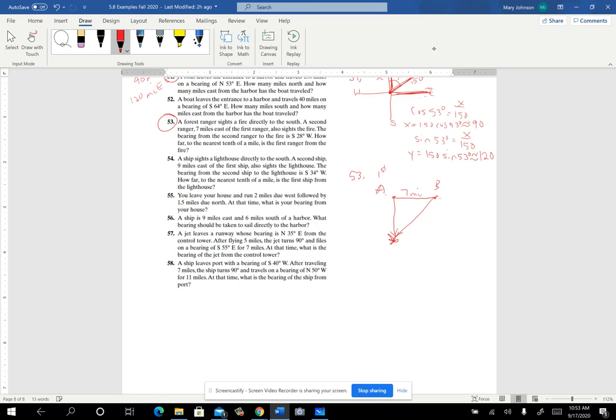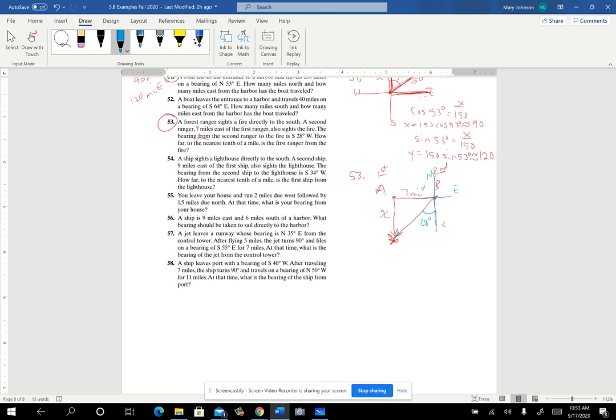So this is the first one. This is the second. We know they're 7 miles apart. What we want to find is this right here. And then we have information about the bearing from the second ranger to the fire. So see how it said from the second ranger? So that's where you need to draw your axes. Let me do it in blue. So this is my north, south, east, west here. And then from the second ranger to the fire, we go south, and then we veer 28 degrees to the west to get there. Okay.